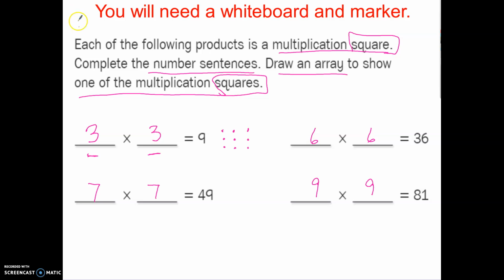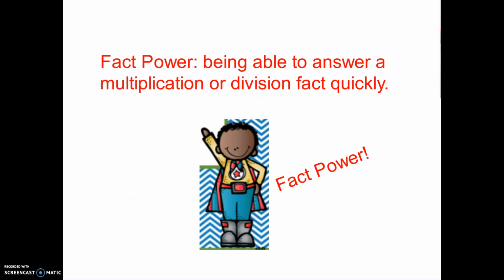All right, very good. The title of our lesson was Fact Power. We're going to have some superpowers for Fact Power today. Fact Power simply means being able to answer a multiplication or division fact quickly. So if I would say, what's 2 times 2? You would say 4. And 5 times 5, 25. 1 times 5, 5. So fact power is just knowing your facts and being able to answer them quickly.